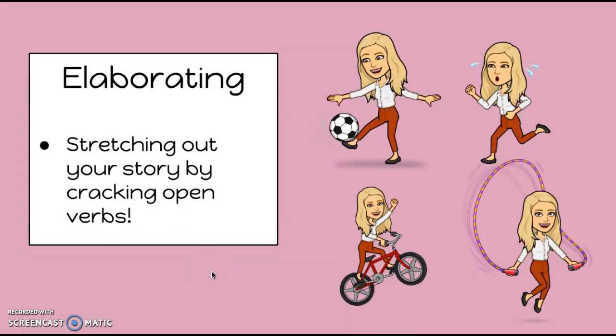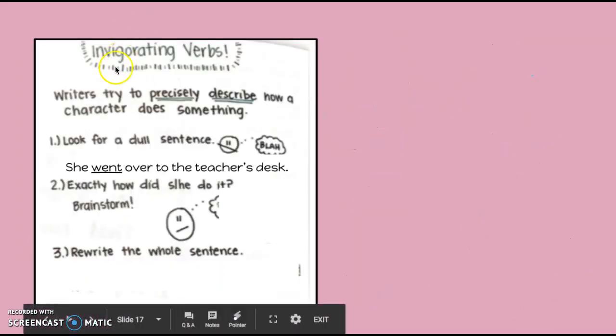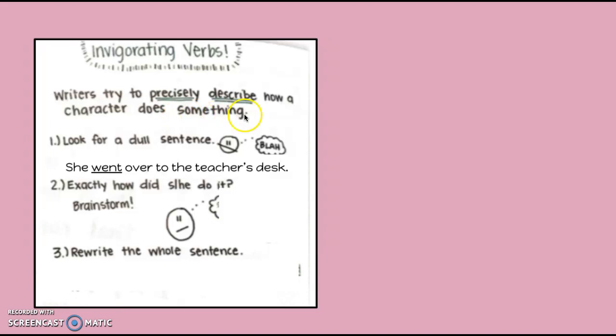Another elaboration strategy we can use is to stretch out your story by cracking open verbs. So you will replace a dull verb with a verb or phrase that describes or explains in a better way. So when looking at this chart, it says writers try to precisely describe how a character does something.